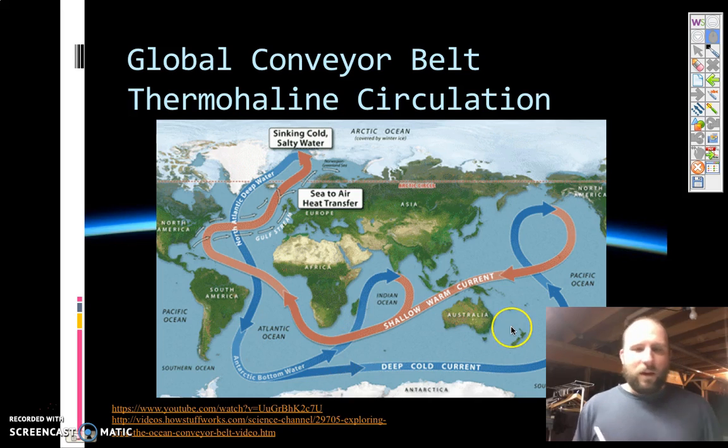Alright, so we don't need to talk about the global conveyor belt. Just know that in The Day After Tomorrow, that is basically a breaking of this conveyor belt, which is what caused the reintroduction of an ice age. That would be pretty impressive, although there is some science that shows it is slowing down because of all the fresh water coming off of Greenland, but maybe something to watch down here in the YouTube channels.